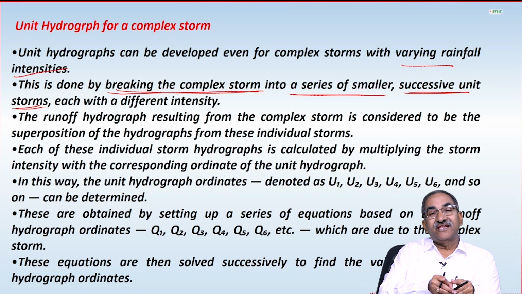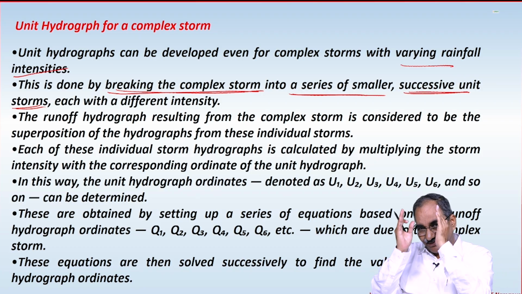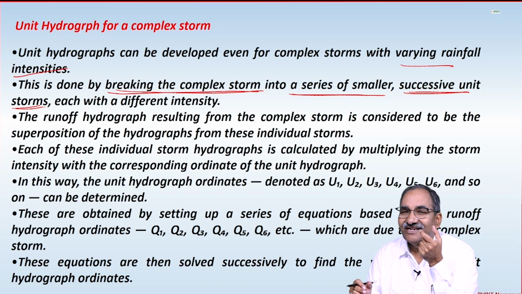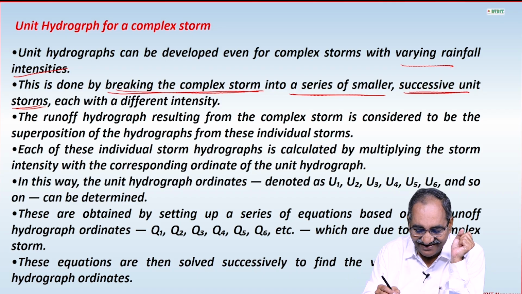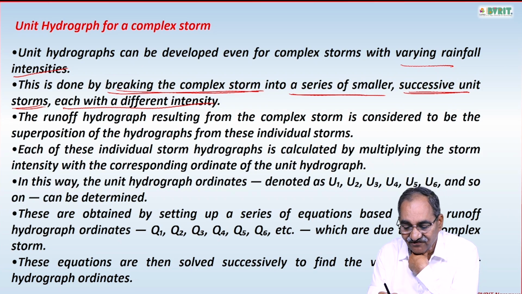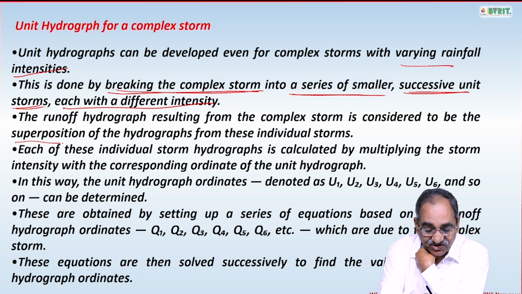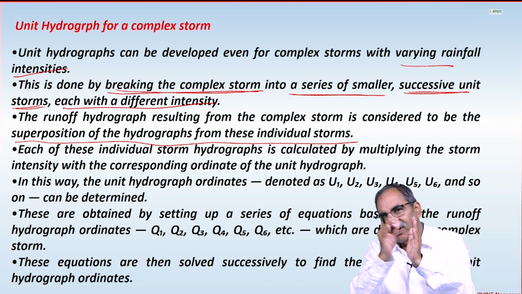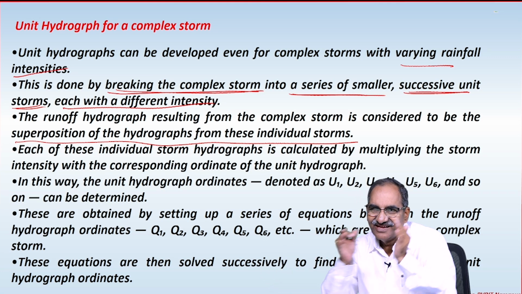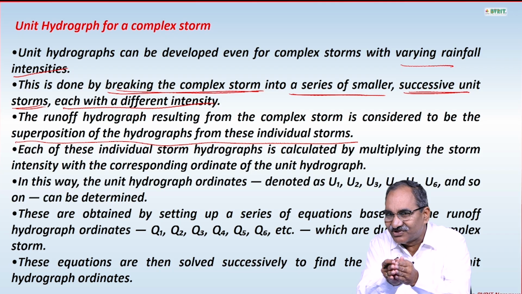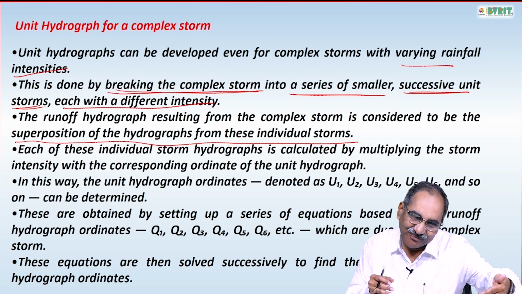So what I am doing here is that the complex storm is broken into a number of isolated smaller storms, right? Each with a different intensity. The runoff hydrograph resulting from such a complex storm is considered to be the superposition of the hydrographs from these individual storms. Each smaller storm is an isolated thing. If all these smaller storms are superimposed, then automatically your complex storm is obtained.